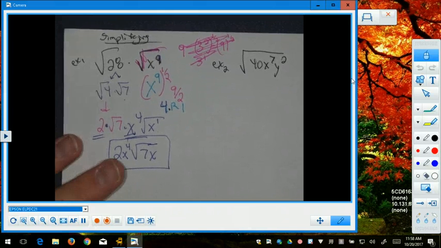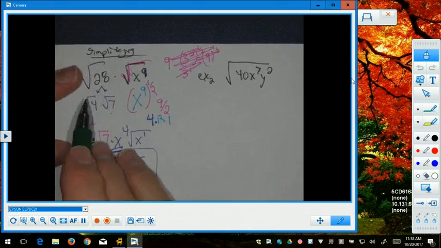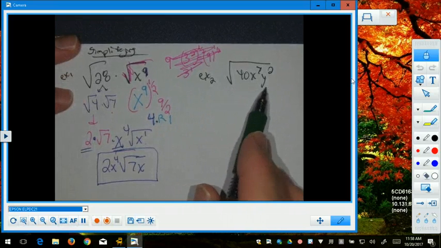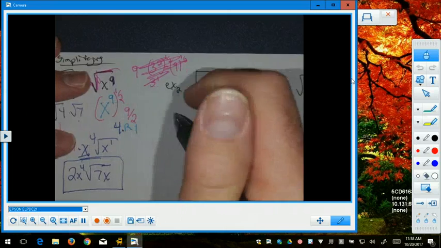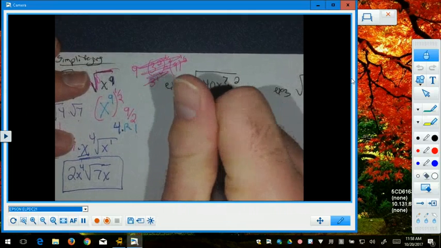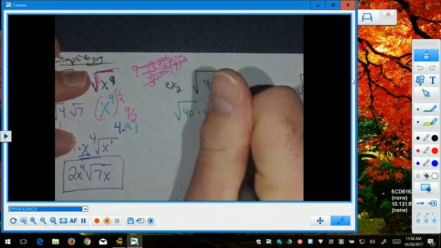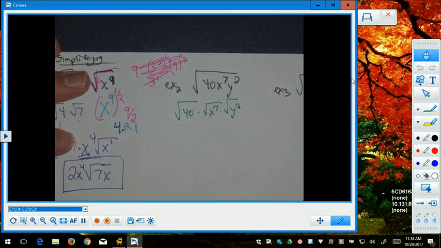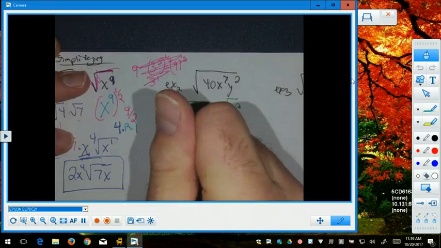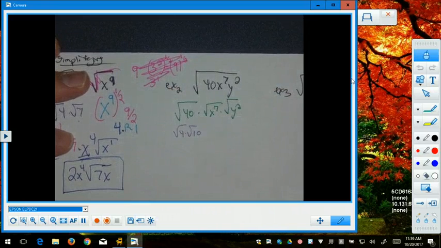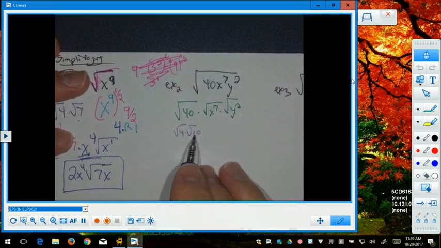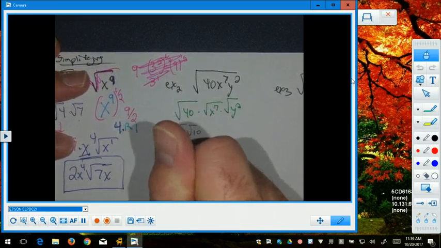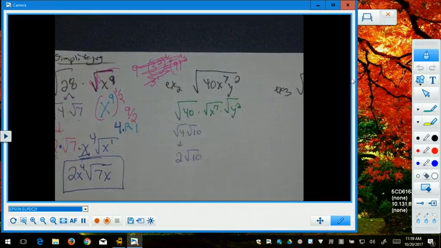Example 2. I'm going to do exactly what was already done for me in the first example and split these up depending on their base. So I have the square root of 40 times the square root of x to the 7th times the square root of y squared. The square root of 40 will split down into square root of 4 times square root of 10. No other perfect square goes into 10, so I know that that will be completely simplified. This is 2 square roots of 10.